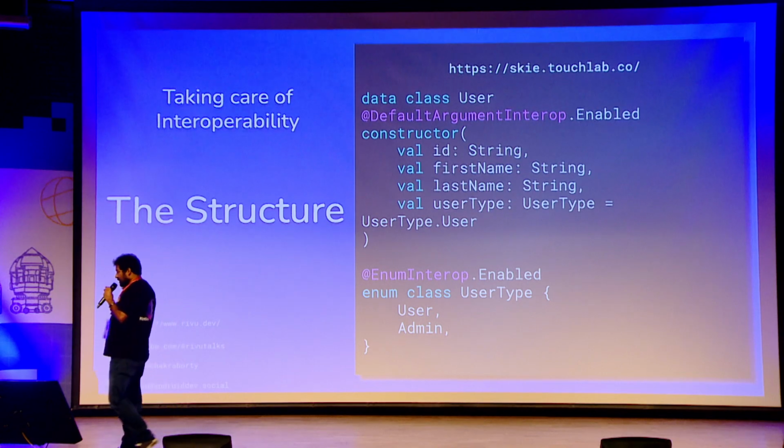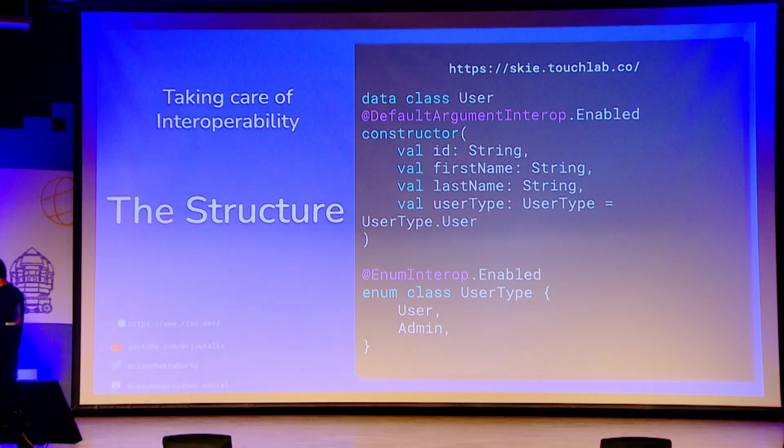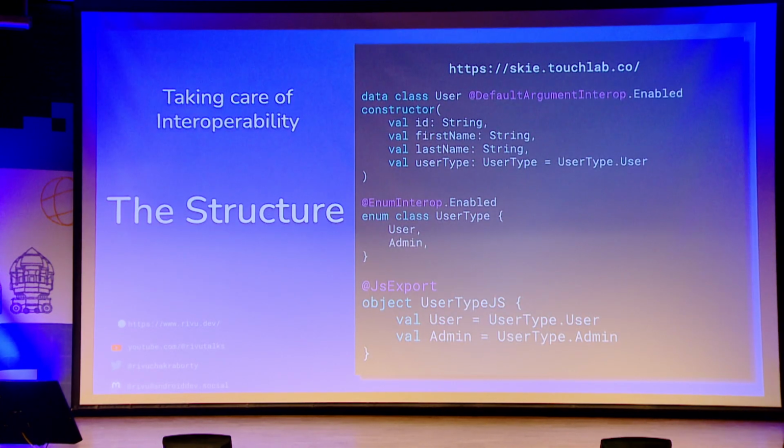So TouchLab created a plugin called SKIE. SKIE is an annotation library by TouchLab, where you can use default arguments enabled, and default arguments become interoperable across Android and iOS. Similarly, there is enum interop enabled, so it becomes interoperable. When you use Kotlin enums in Swift, they become exhaustive. You can put a switch clause and it becomes exhaustive, right?